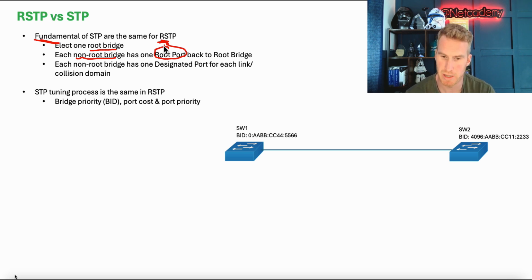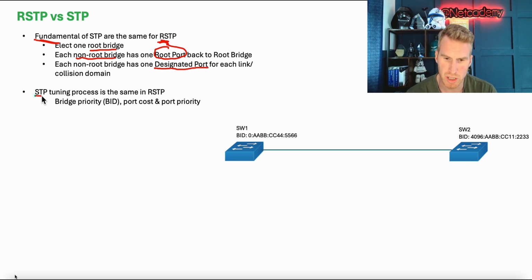And in RSTP, there's still this concept of a designated port. So a designated port is the port that's facing away from the root bridge. So on a root bridge, you would have designated ports because they're facing downlink. On non-root bridges, you would have designated ports that face a particular LAN segment, i.e. not facing the root bridge.